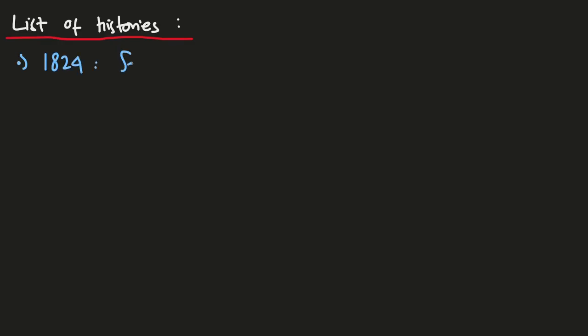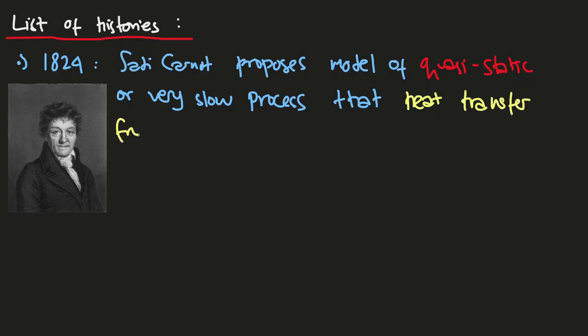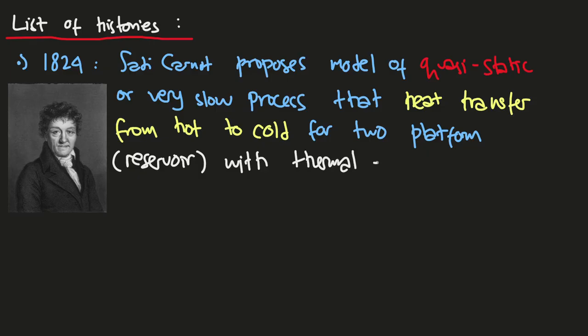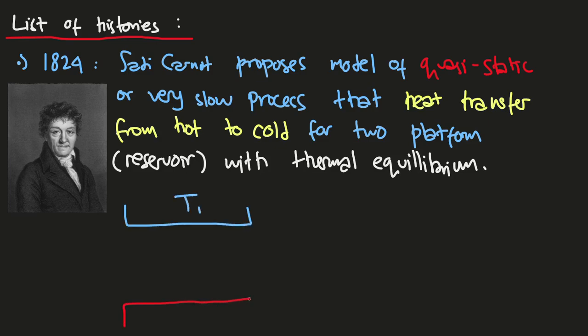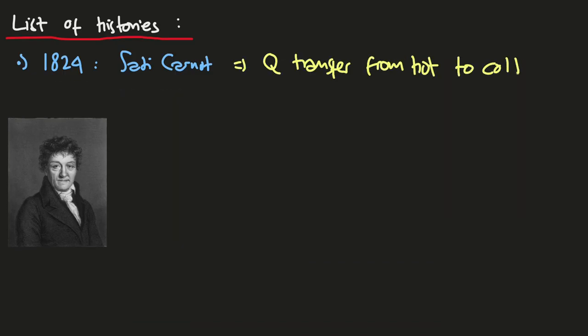In 1824, Sadi Carnot proposed a model of a quasi-static process, or very slow process, in which heat transfers from hot to cold between two platforms, which we know as reservoirs, with thermal equilibrium for both reservoirs. To make this clear, suppose we have two platforms like in this illustration, T1 and T2, where T2 is hotter than T1, and by empirical observation, heat transfers from T2 to T1. So in short, Sadi Carnot's observation concluded that Q, or heat, transfers from hot to cold.